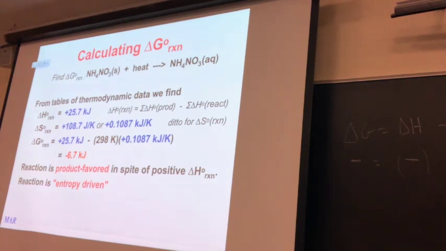Notice again how delta S is usually in joules and delta H is usually in kilojoules. So when you combine them, make sure you convert one to the other. I usually turn my delta S into kilojoules, but you could go joules as well.